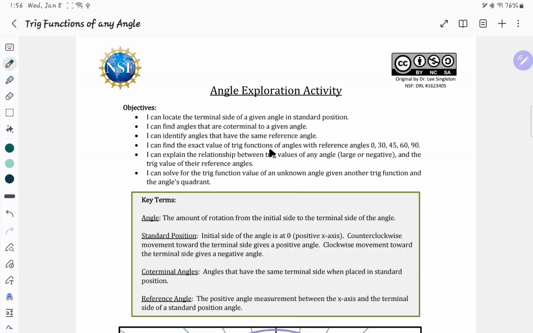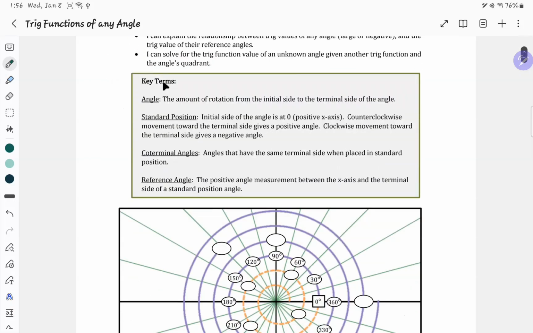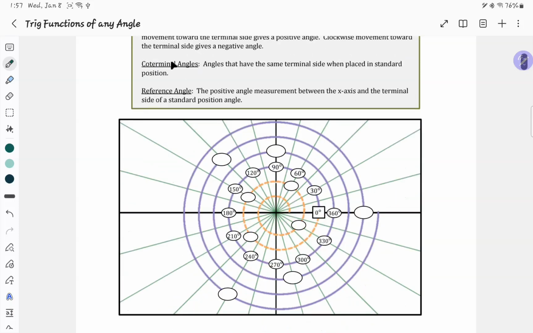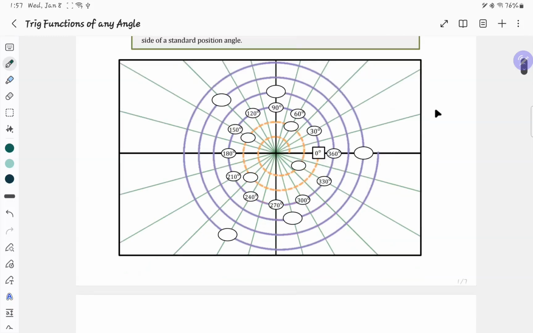We'll have to see. There's a few key terms that we'll go through first. One is just angle, which is the amount of rotation from an initial side to the terminal side. One is standard position, which is the initial side at 0 on the positive x-axis and moving counterclockwise toward the terminal side, which is wherever you're going to end your angle. And clockwise movement is going to count as negative, counterclockwise counts as positive. We'll talk about those other two in a second. So let's go ahead and start with that.